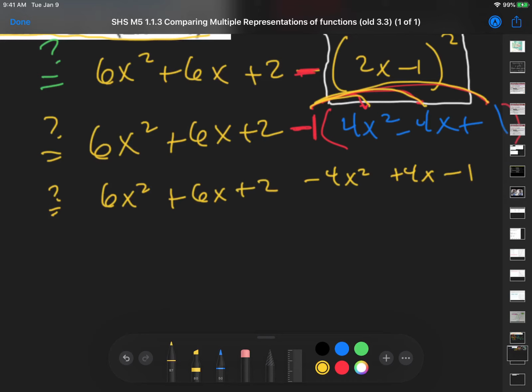Well, let's just go through and figure out which ones are like terms. 6x squared, negative 4x squared. This will give me a 2x squared. Remember, you just look at the numbers in front. 6 minus 4 gives you 2. Here in blue, 6x and a positive 4x gives me 6 plus 4 is 10x. The variable does not change. Okay? And then this last one I have in red, a 2 and a negative 1 gives me a positive 1.